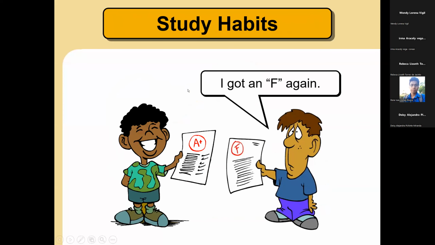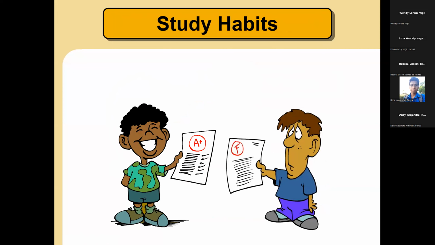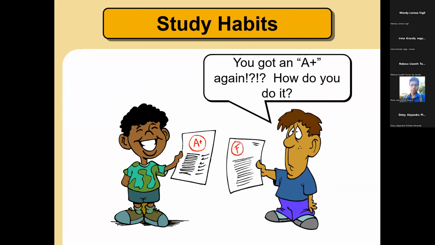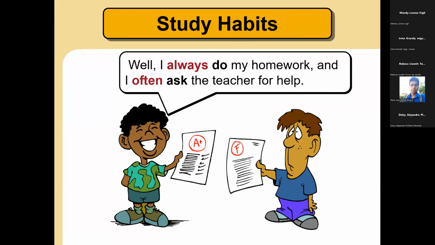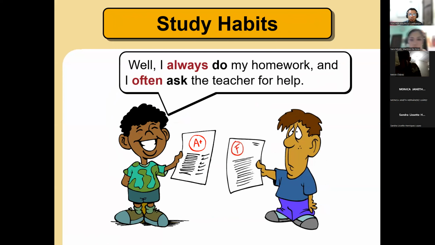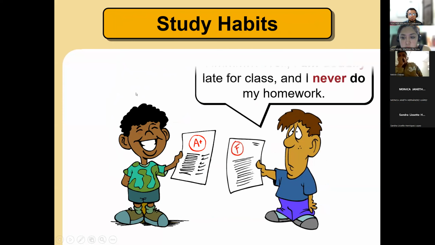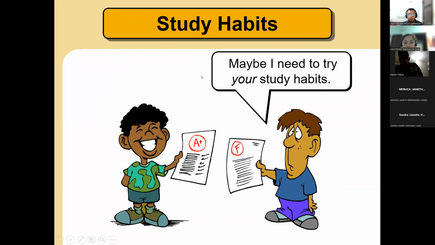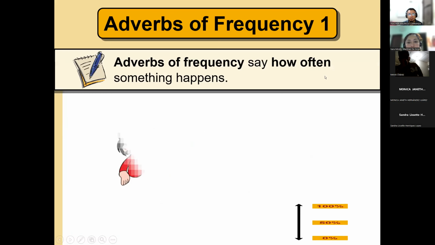Okay, so it says, I got an F. For American students, an F is a bad grade. I got an A plus, that is like a 10. You got an A plus, again, how do you do it? Here we start checking the frequency adverbs. It says, well, I always do my homework and I often ask the teacher for help. So we have always and often. I am usually late for class and I never do my homework. So that's why he got an F. Maybe I need to try your study habits.